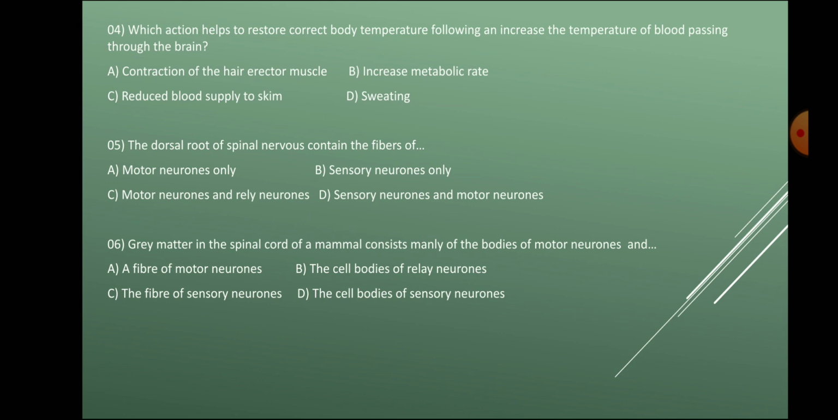The next question is, gray matter in the spinal cord of a mammal consists mainly of the bodies of motor neurons and: A, fibers of motor neurons; B, cell bodies of neurons; C, fibers of sensory neurons; and D, cell bodies of sensory neurons. The correct answer is the cell bodies of neurons. So in the gray matter of the spinal cord, the motor neurons and cell bodies of neurons are present.